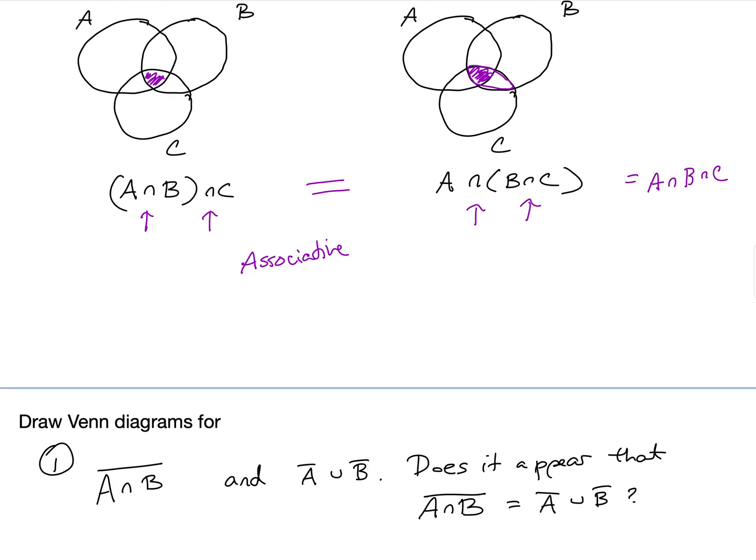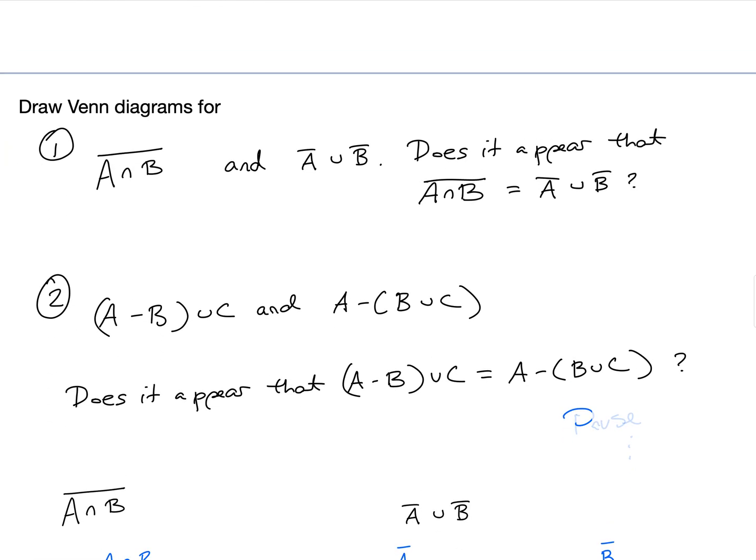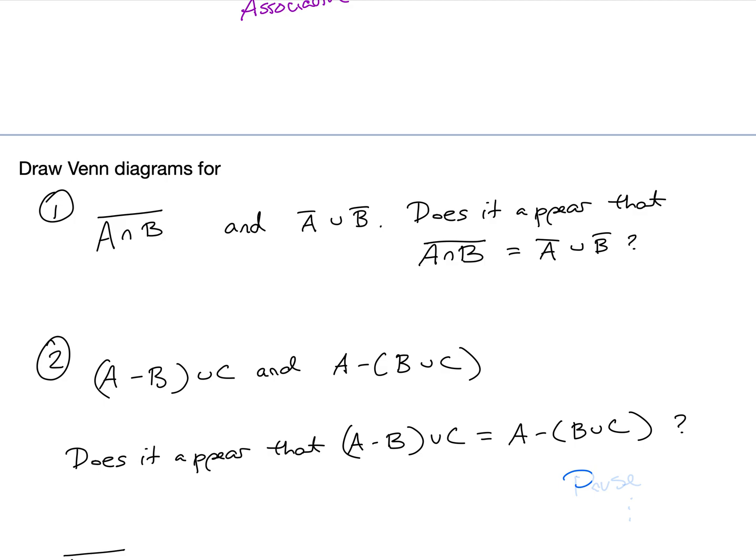Next, I'd like you to draw Venn diagrams for the following two circumstances. So first for A intersected with B complement, and then for A complement union B complement. And after you draw these sets, I'd like you to see, does it appear to you that these two sets are equal? And similarly, do the same for A minus B union C and A minus B union C. So grab some paper if you haven't already, pause, draw those sets, and we'll talk about them together.